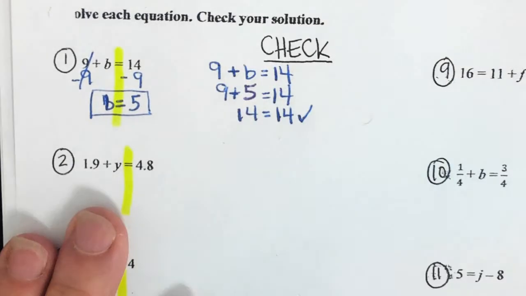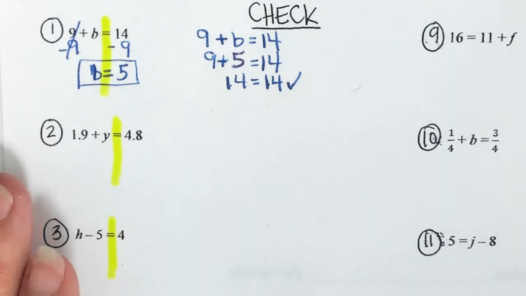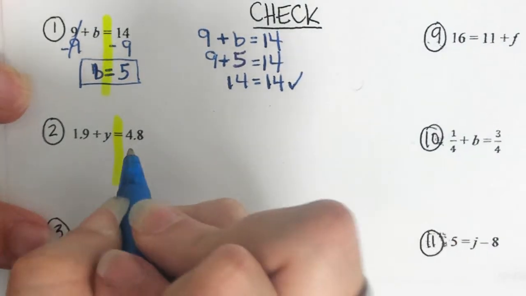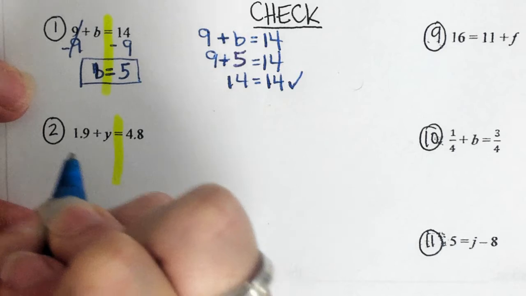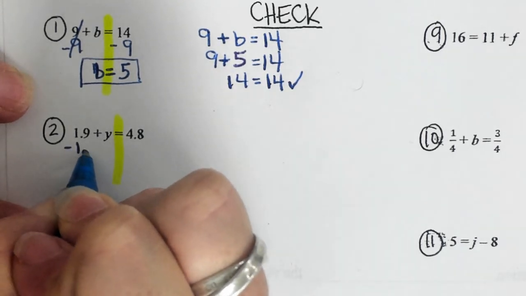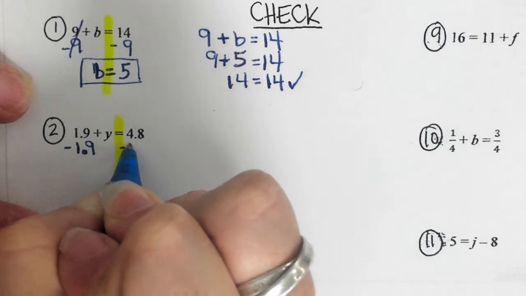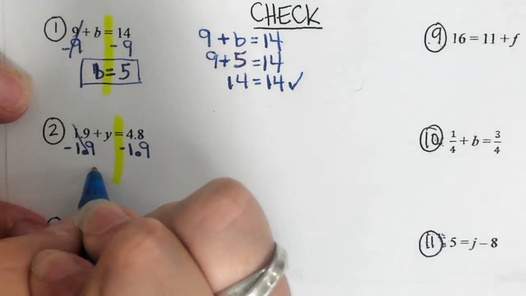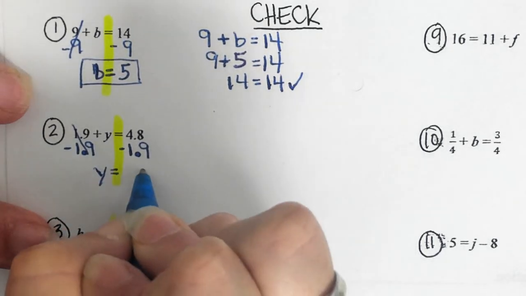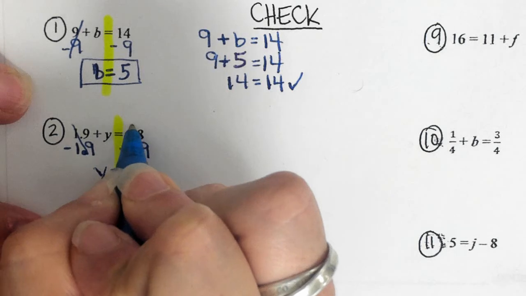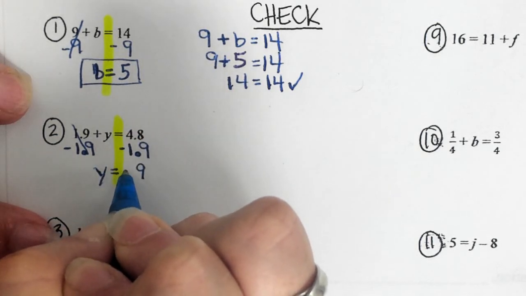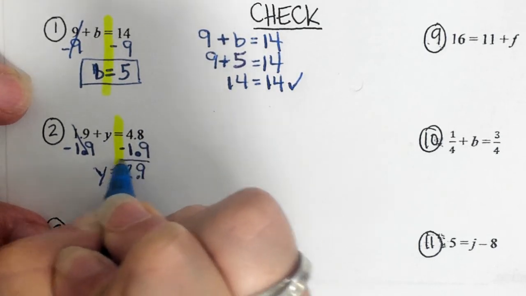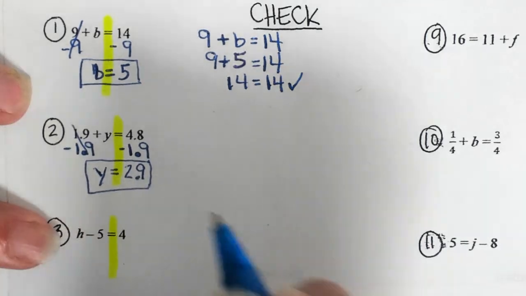Okay, here we go. Let's do number 2. What's my variable? Y. What's with the Y you want to get rid of? 1.9. What's the opposite of a plus 1.9? Negative 1.9. It is easy. Get rid of those, leaving me with Y. 9 9's 18. That would be 3. 2.9, wouldn't that be 2.9? 2.9. Yeah, it is. Okay.